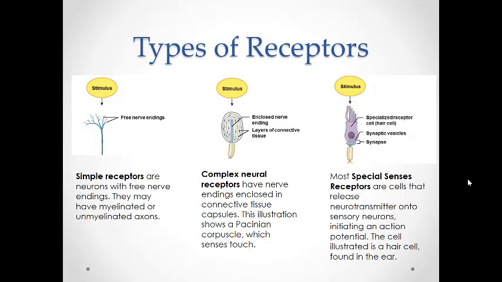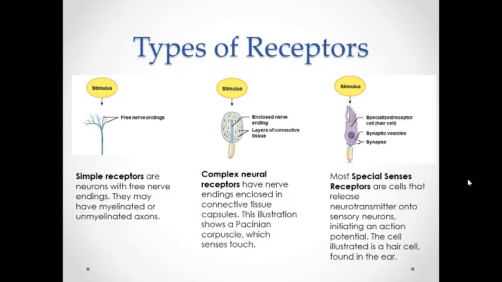Now, there are 3 types of receptors that we like to look at. First is a simple receptor. A simple receptor has a lot of free nerve endings, meaning they have a lot of little dendrites at the end. And those dendrites are just plain and open. They may or may not have myelination, depending on how far the signal needs to travel. But they're simple receptors in the sense that they can respond to single stimuli.